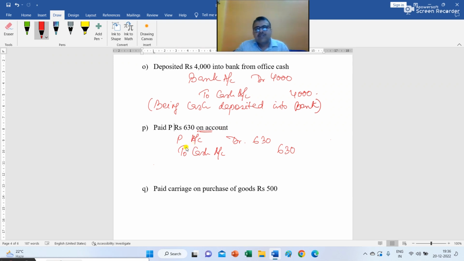And this on account means why the payment has been made, it is not specified. So here P is just like a debtor. If in the later date the reason is not specified, you can recover this amount from P if the service is not rendered by P. So P account debit to cash, this is the transaction when you are making a payment on account to somebody. So debtor account debit to cash. So you have to write the narration being cash paid to P on account.